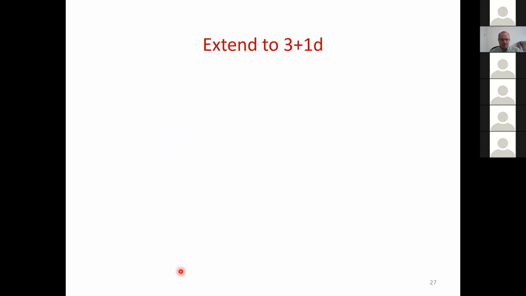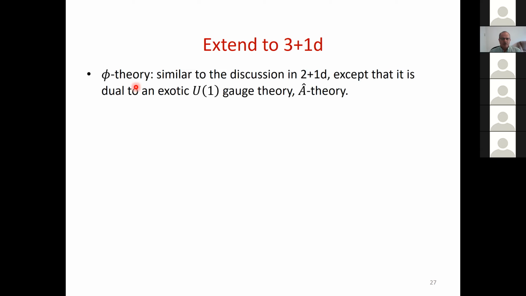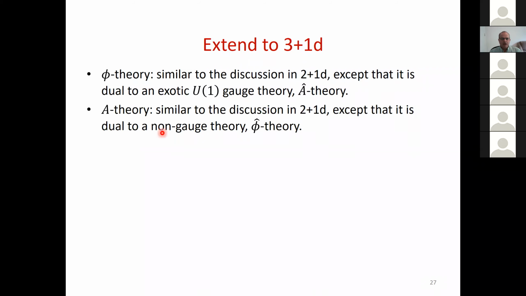Most of the work we have done, most of the follow-up work we are doing now, is really in 3+1 dimensions. And here it's essentially the same thing, except that it's a little bit more tedious. There's a phi theory similar to what we did in 2+1 dimensions, except that it's dual to an exotic U1 gauge theory, which we call the A hat theory. The A theory that we discussed here, the analysis is very similar. There's a magnetic field and there are many new elements, but in the end, it's dual to a non-gauge theory phi tilde.